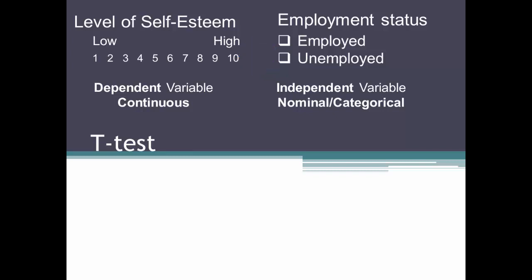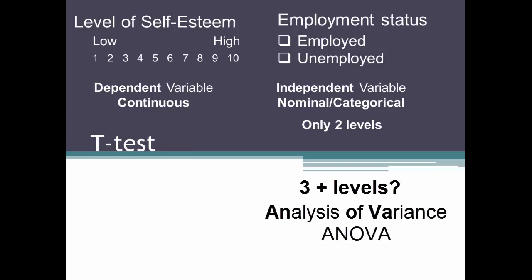For a t-test to be an appropriate statistical test, the independent variable must be gathering nominal or categorical information, and it must be a dichotomous variable. It can only have two possible responses. In this case, a person is only employed or unemployed. If you had a polytomous variable with more than two possible responses, you can still compare means, but you use analysis of variance, ANOVA, which is another statistical test.